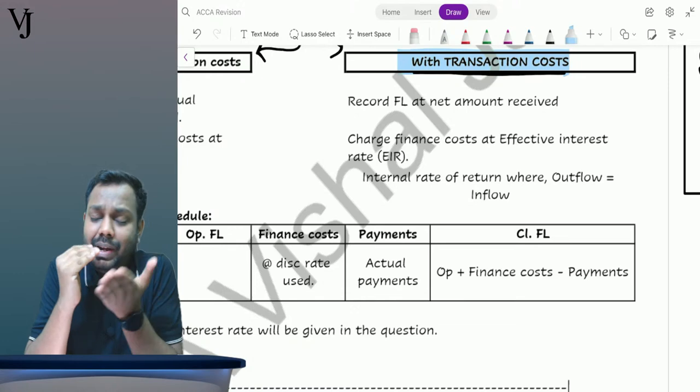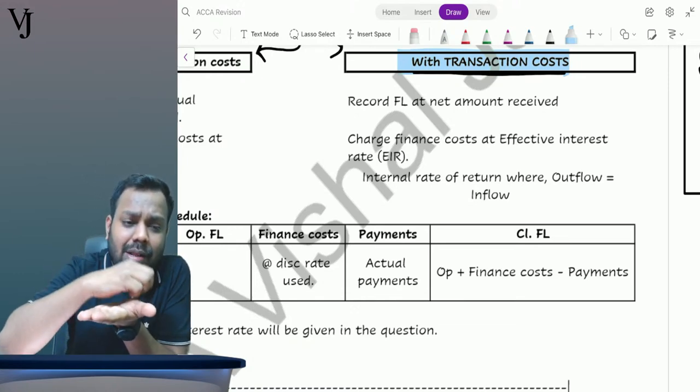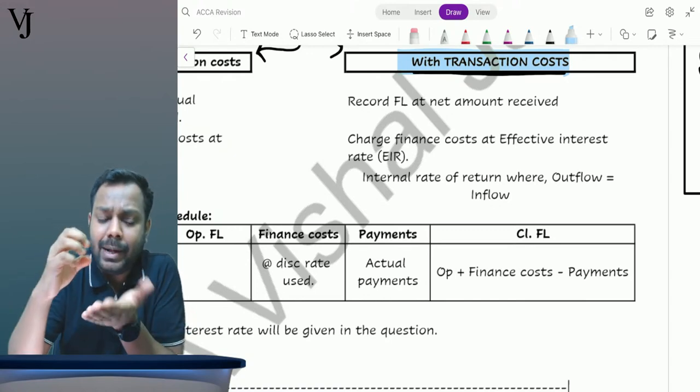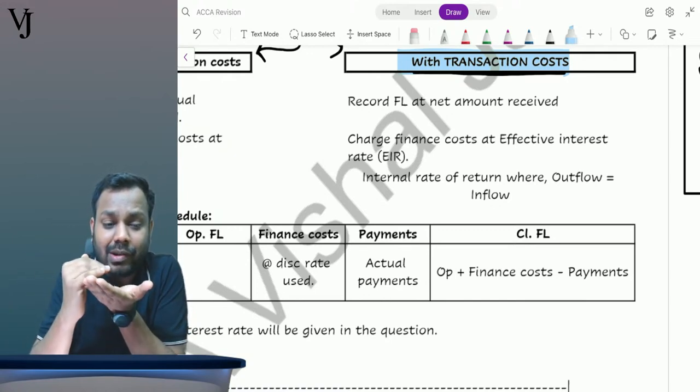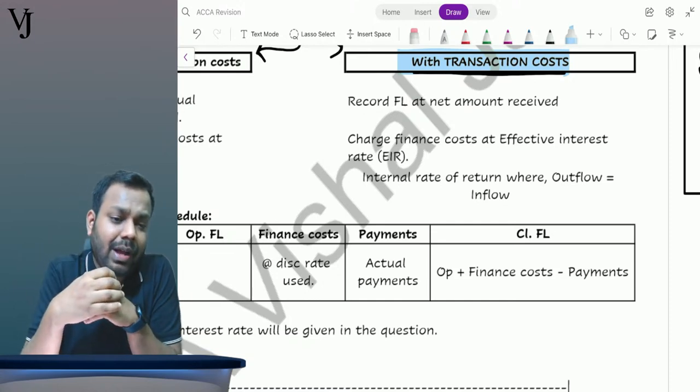What was the interest rate? 12%. Now, if the interest rate is 12% and we factor in the processing fees of 10%, the effective interest rate will be something higher than the coupon rate.